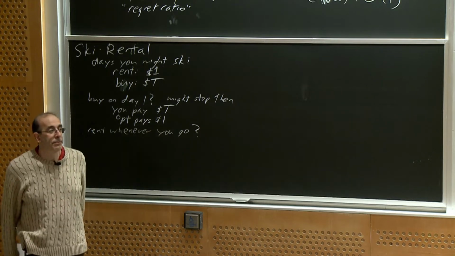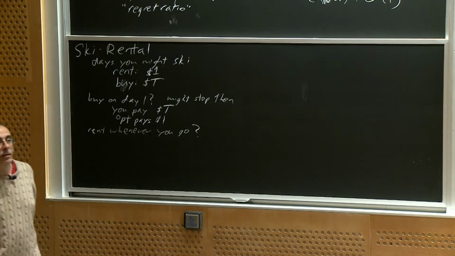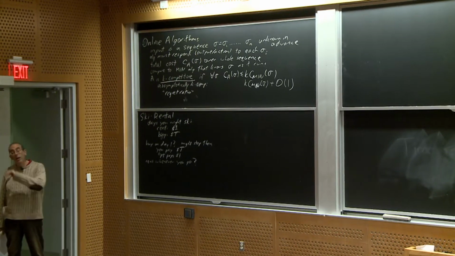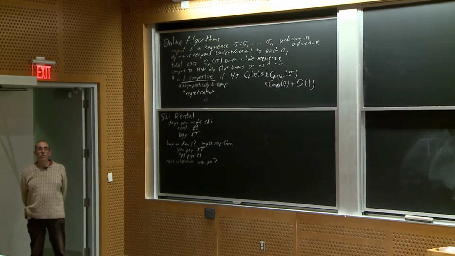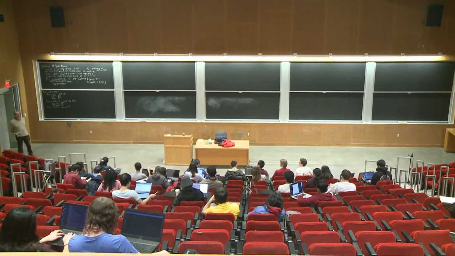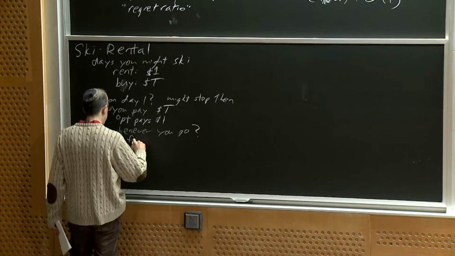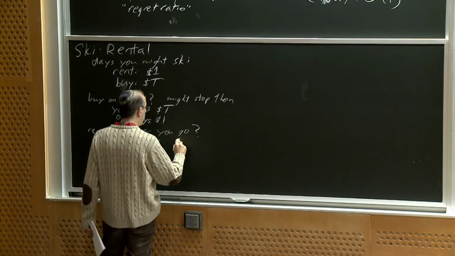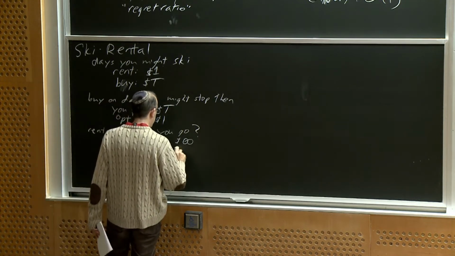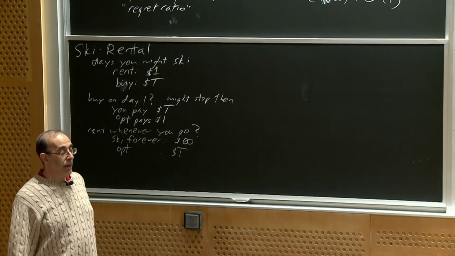How's that as a strategy? Is that competitive with the optimum in some way? Exactly. If skiing becomes your life, then you're going to pay infinity dollars. Whereas Opt, which knows that skiing is going to become your life, is only going to pay $T. And so you are not competitive at all, right?